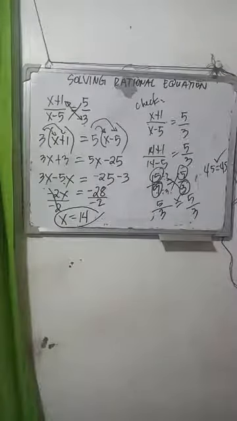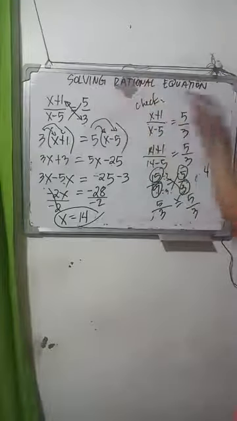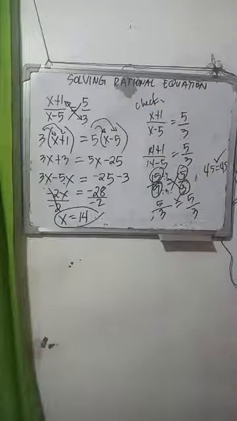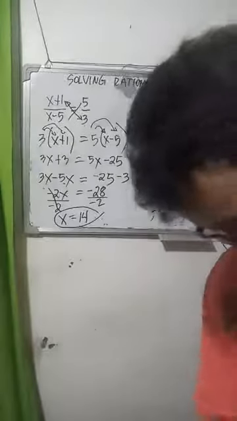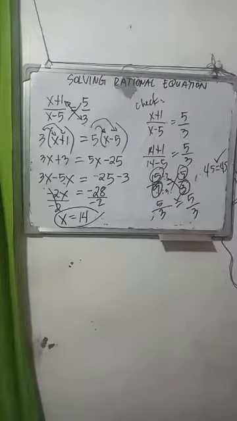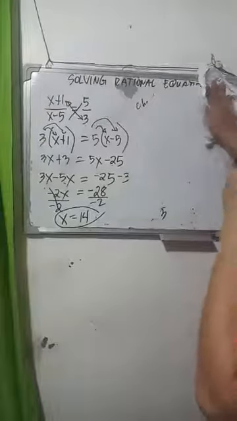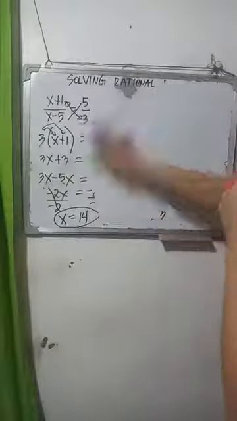Okay, that is the example in solving rational equation. Okay, let's proceed to rational inequality. Oh, ito, maduguan to. Tingnan nyo. Rational inequality. Step by step natin. Slowly but surely muna tayo sa rational inequality.